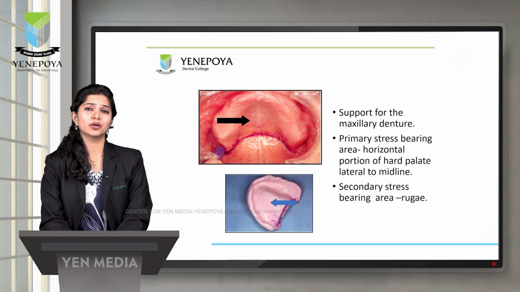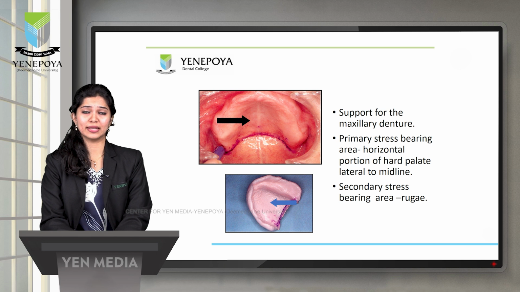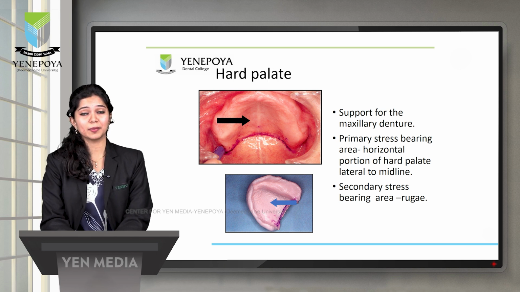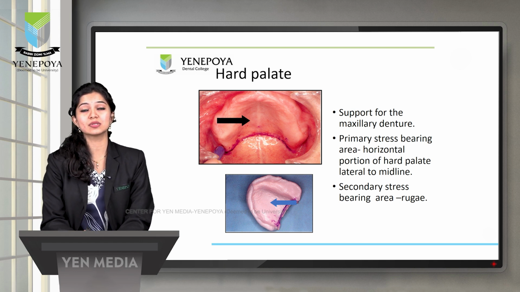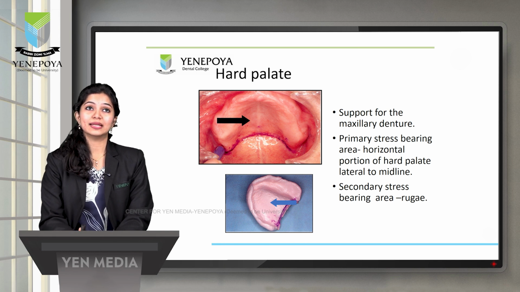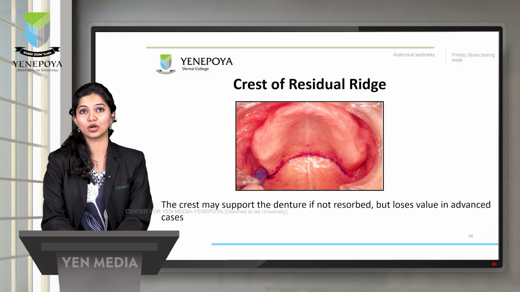It could be due to the density of the bone, like the crest of the maxilla has a good bone density, and that is why we have primary and secondary. They are capable of taking up the occlusal or masticatory forces. The density, quality and quantity of the bone is capable of taking up masticatory forces or loads. That is why it is called stress bearing areas.